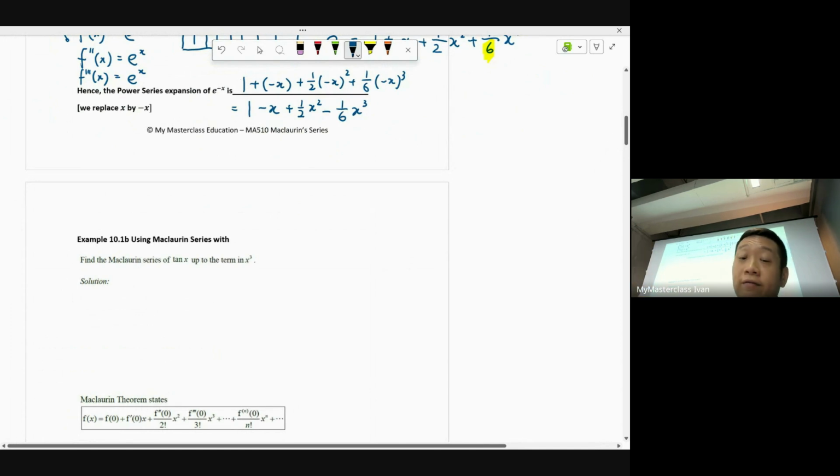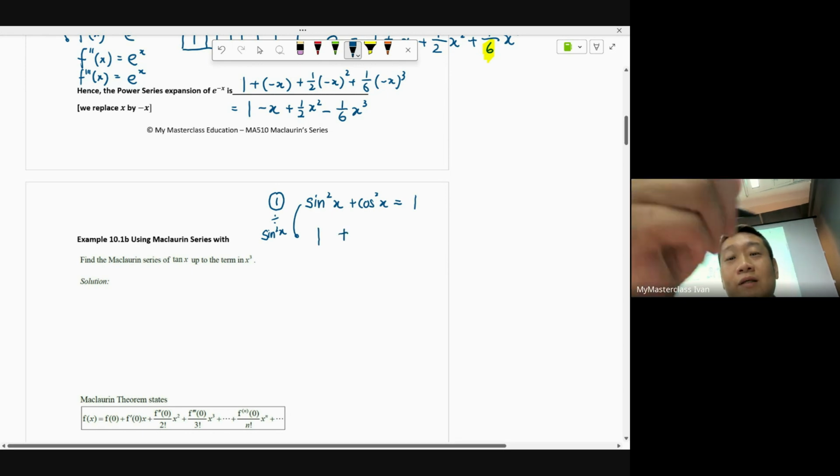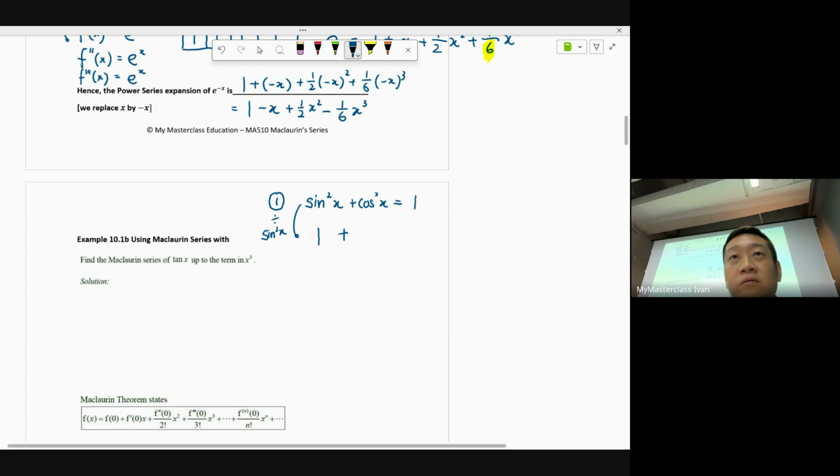So before I go to the next one, when you see tangent squared, you must think of the first trigonometric identity that you all learned, which is sine squared x plus cos squared x equals 1. I want to keep emphasizing this because this is not given in your formula sheet. If I divide by sine squared, you must know how to derive the others. Sine squared divided by sine squared is 1. Cosine divided by sine, cotangent squared x. 1 divided by sine, 1 over sine is cosecant squared x. Understand? So this is how you get your second one.